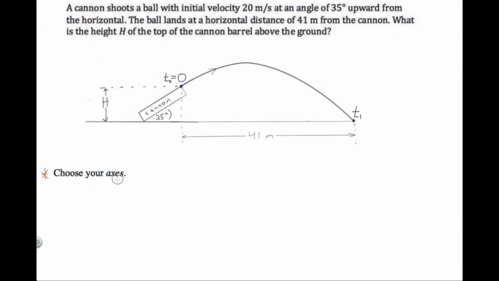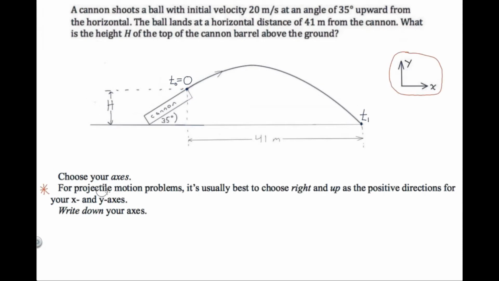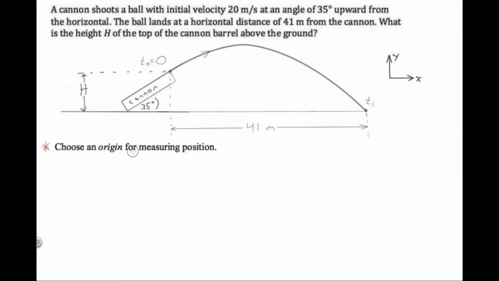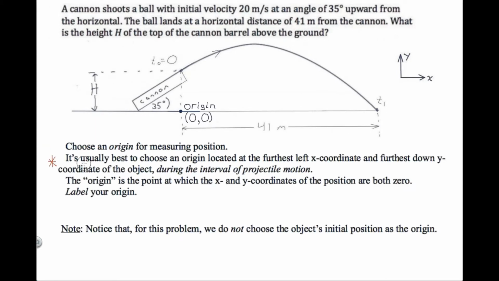Choose your axes. For projectile motion problems, it's usually best to choose right and up as the positive directions for your x and y axes. Always write down your axes. Choose an origin for measuring position. It's usually best to choose an origin located at the furthest left x-coordinate and furthest down y-coordinate of the object during the interval of projectile motion.